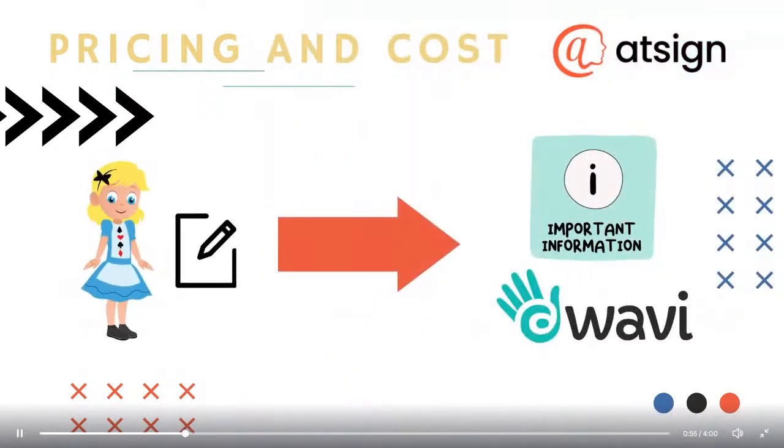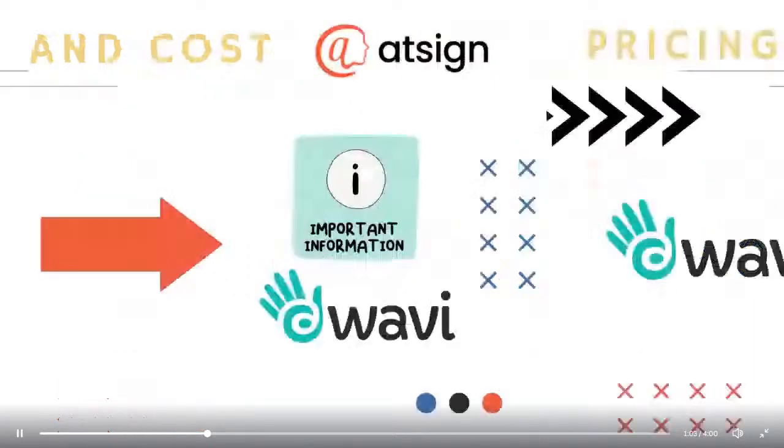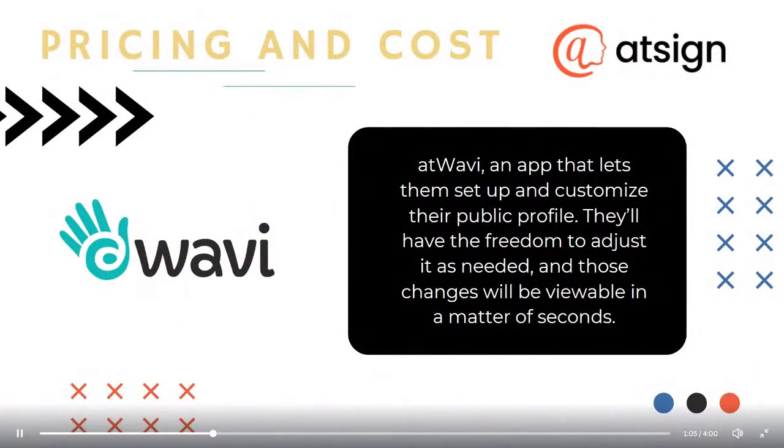Here's an example. Alice has created their own @sign called @Alice. Anyone who looks up @Alice can only view the information that they've made public through Wavy, an app that lets them set up and customize their public profile. They'll have the freedom to adjust it as needed, and those changes will be viewable in a matter of seconds.